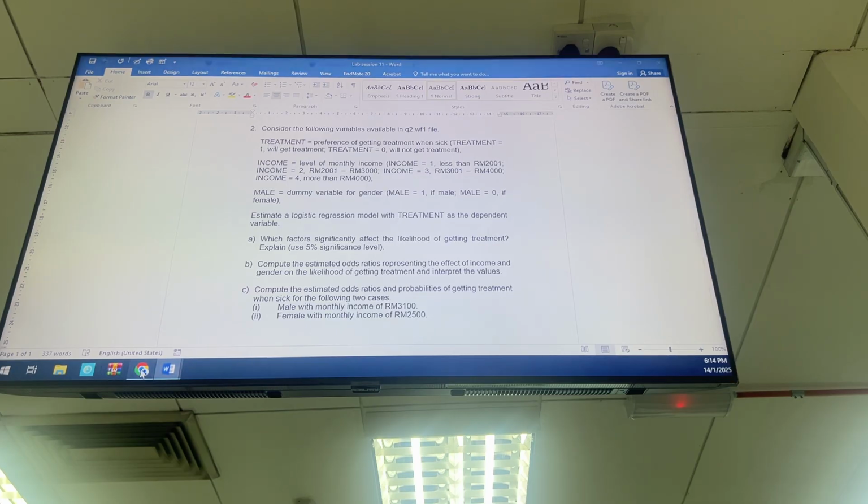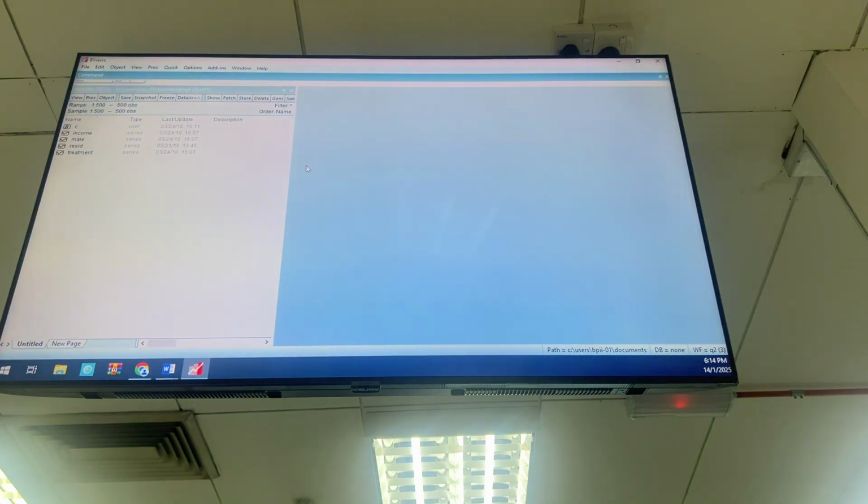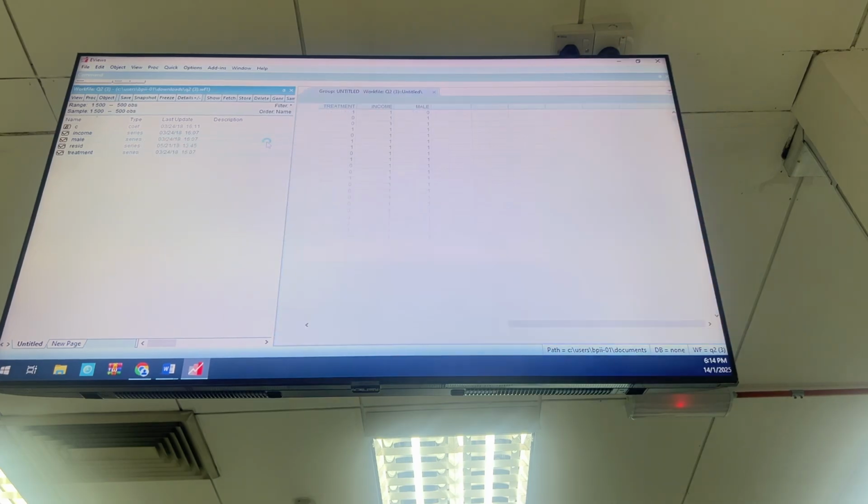So you open the data. Here we have treatment as our dependent variable, and income as well as gender, our independent variables. So you check, this one is our 1 if we get treatment, 0 if not. So we have income based on the group. Then for gender, if male 1, if female 0. So estimate the model.